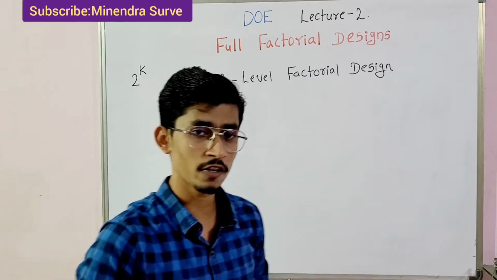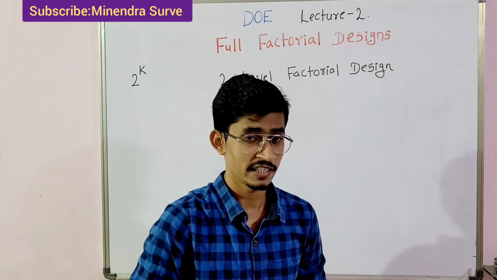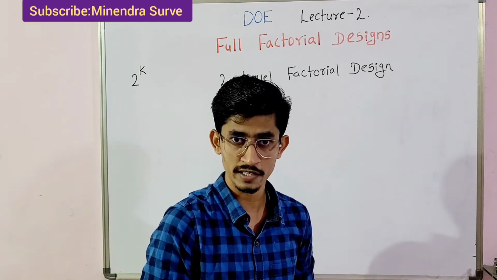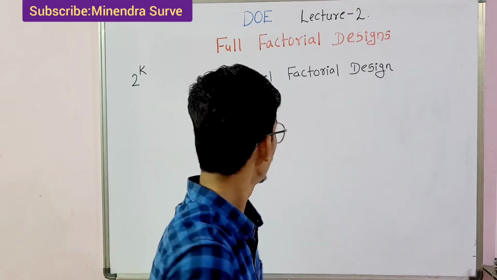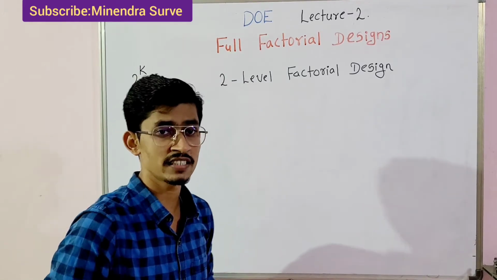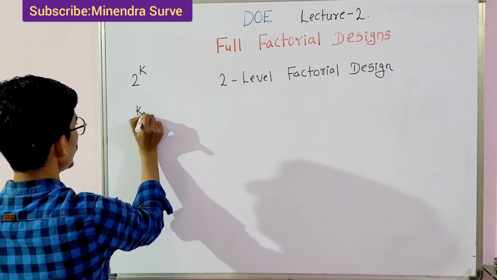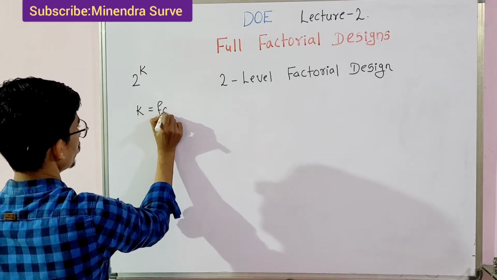So what is the meaning of levels? If we select a factor, that factor has either a low level or a high level. Suppose this is a 2 raised to k design. What is k indicating? k is nothing but the factor.